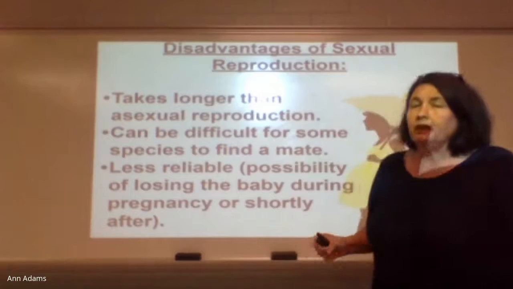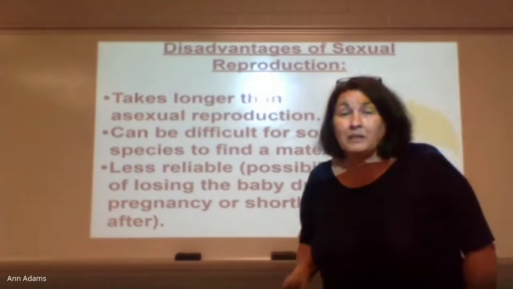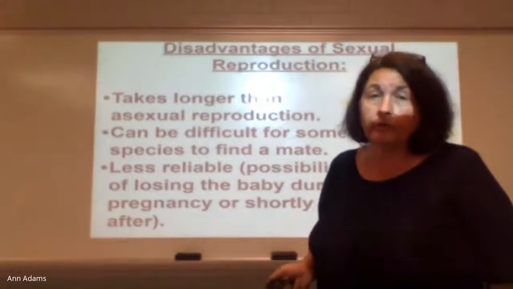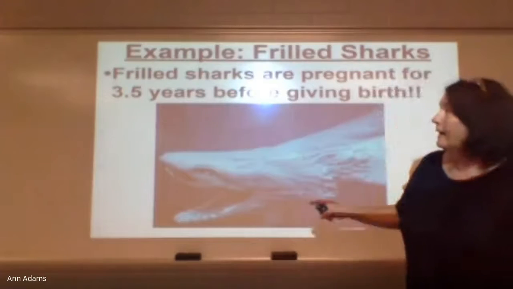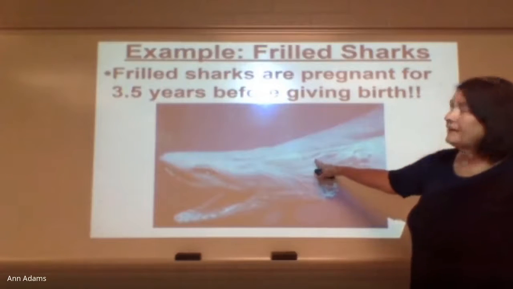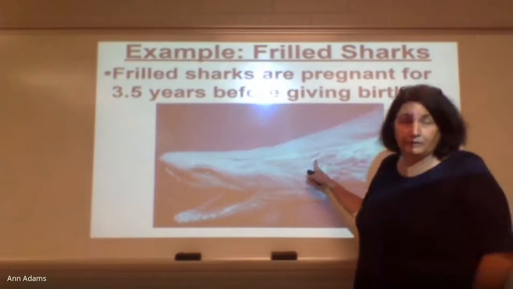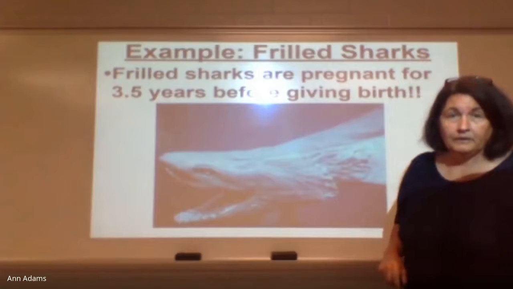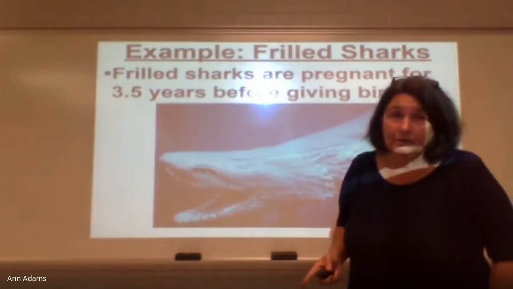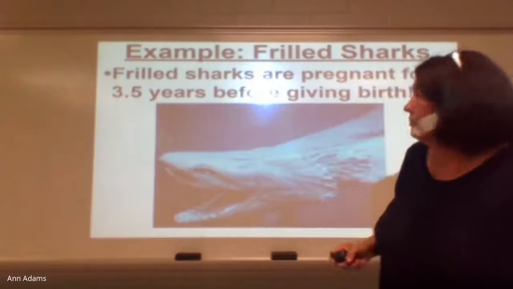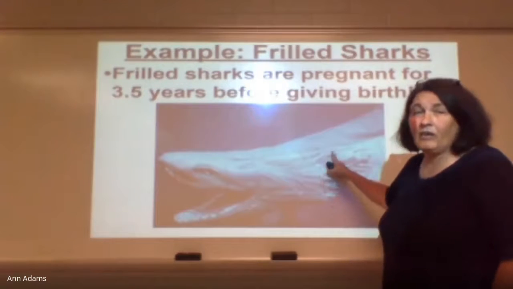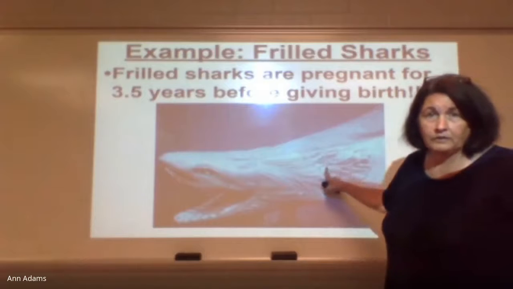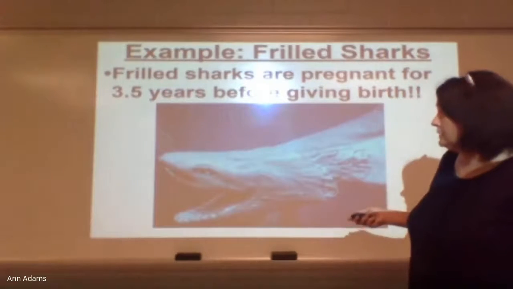Sometimes the pregnancy doesn't work, and sometimes it takes so long for the pregnancy to happen. Like this shark, it takes 3.5 years for this shark to have a baby. That's a long time. So you're not going to have a lot of offspring with this shark. That's a disadvantage for this shark.